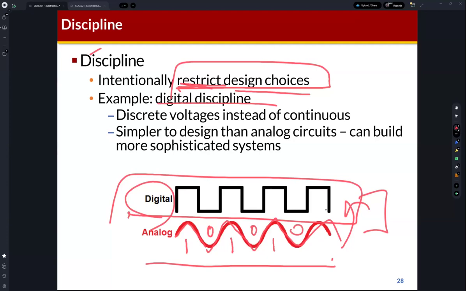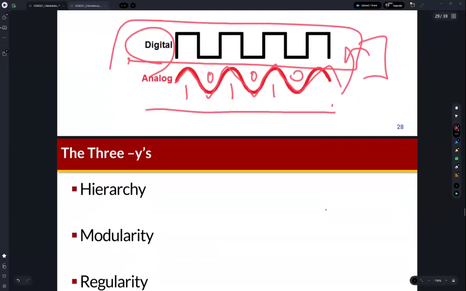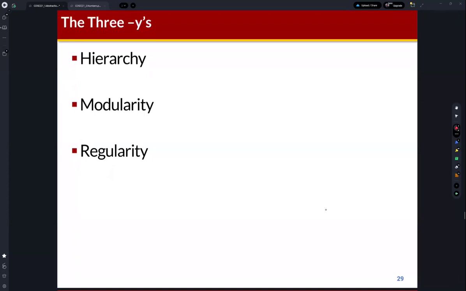We want to simplify a target system. That's why we apply a discipline approach for the data system. Okay. And then there are three Y's: hierarchy, modularity, and regularity. These are also some basic approaches for building complex systems.